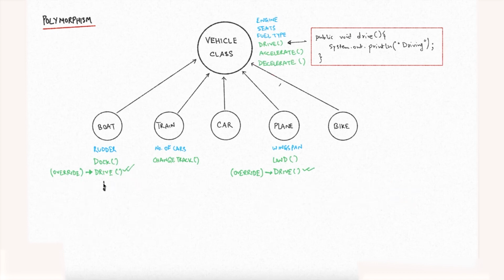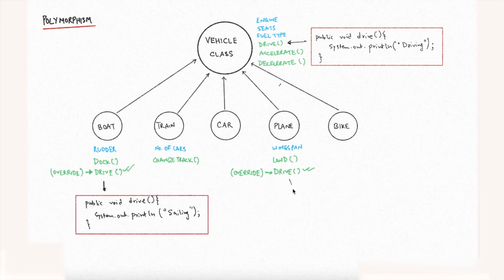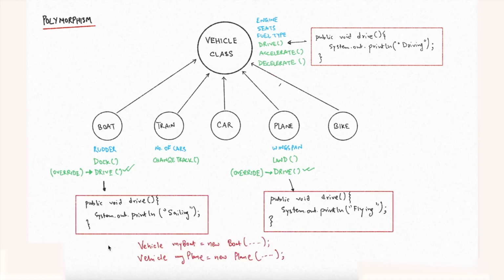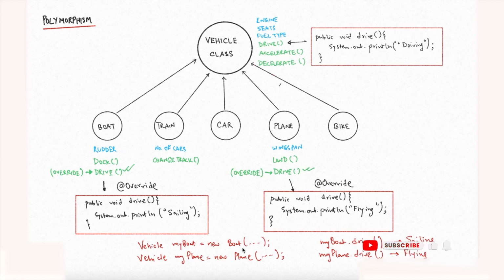Very simple. This method would look something like this, and this method would look something like this. So if we define our boat in this way, and if we define our plane in this way, where we specify both of their object types as vehicles, and then we call the drive method on our boat. The result that we would get would not be driving anymore, it would be sailing. And if we call the drive method for our plane, the result that we would get here is not driving, but it would be flying. And this we do by overriding the drive method in our boat class and also overriding the drive method in our plane class.